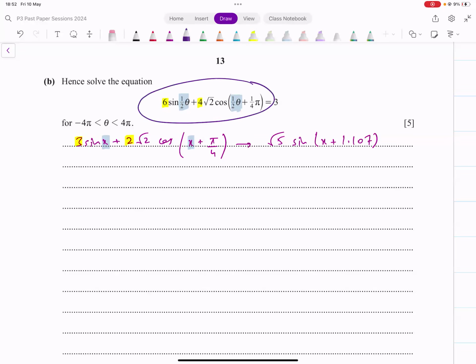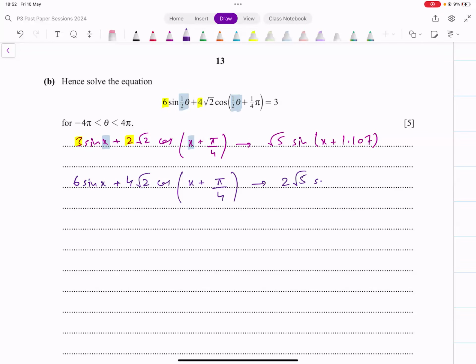How can we write this whole expression in this form? Let's think about this. First of all, if we multiply the whole thing by 2, what does that give us? 6 sine x, I'll replace x with theta as well, but let me just do this for now. I'm multiplying the whole thing by 2: 4 root 2 into cos of x plus pi over 4. What is that going to become? On the right side as well, we would have 2 root 5 into sine of x plus 1.107.